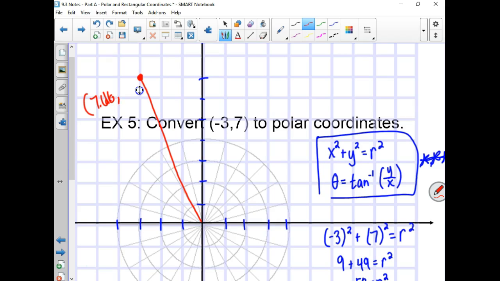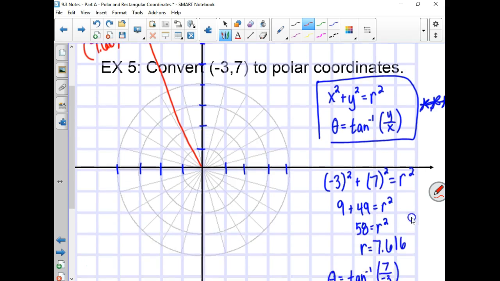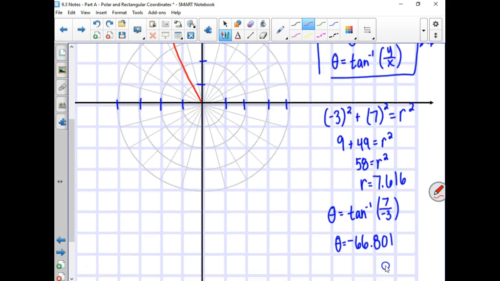That looks pretty reasonable, right? Look at the angle that I'm getting. I'm getting negative 66.801. Which quadrant would that be in, negative 66.801? It's in the fourth quadrant over here, right? That does not look right for my angle.